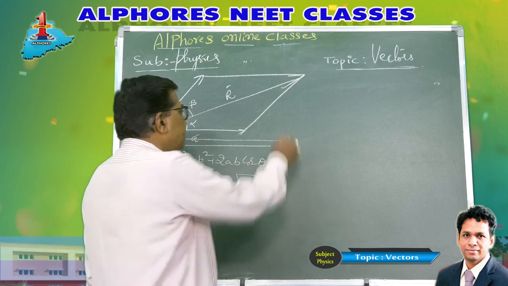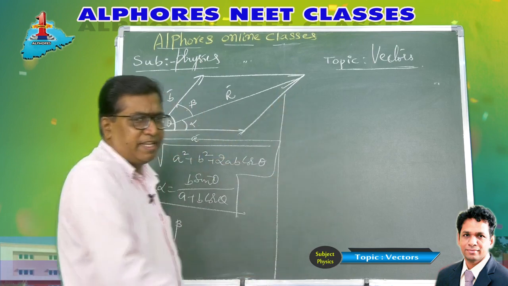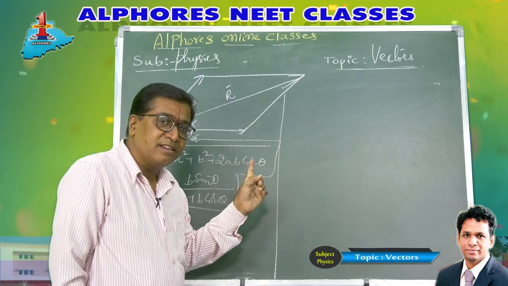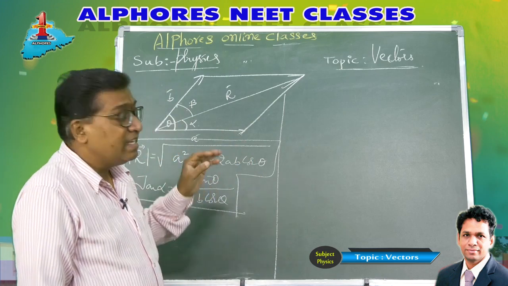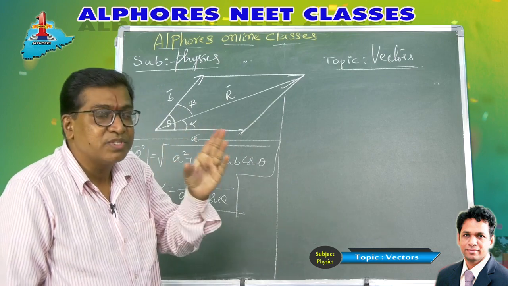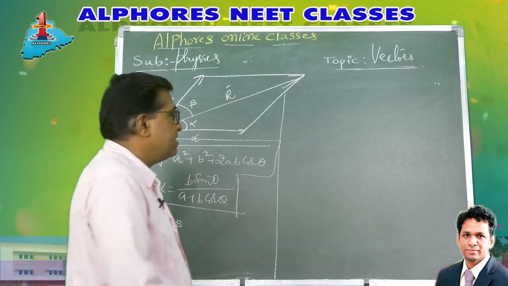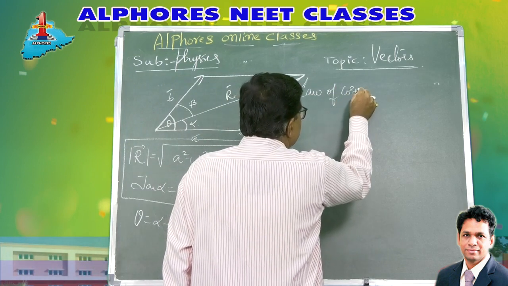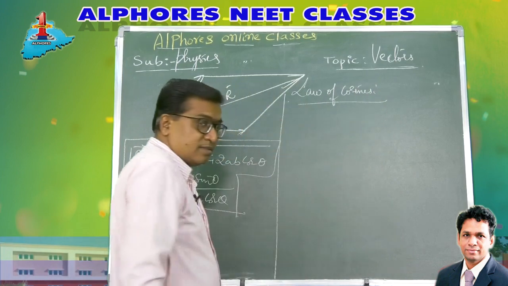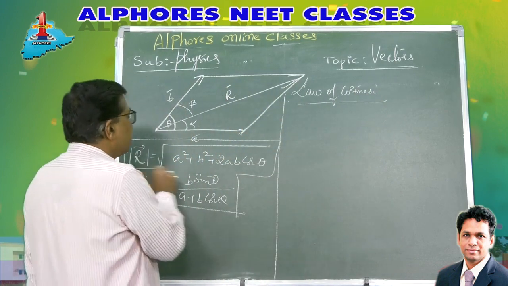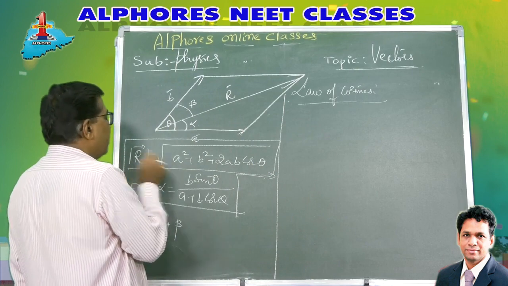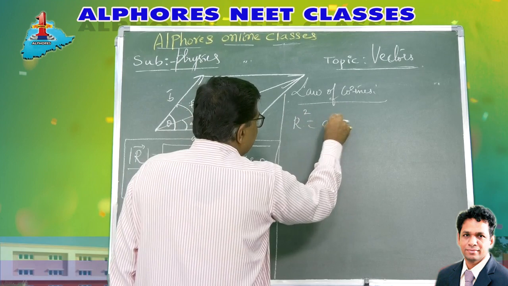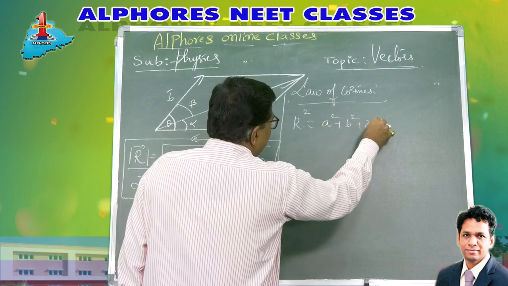Now coming to the applications of this. The other name of this is the law of cosines. Why the law of cosines? Please look. From this formula, let me take the magnitude of the resultant as R. Squaring, R square is A square plus B square plus 2AB cos theta.